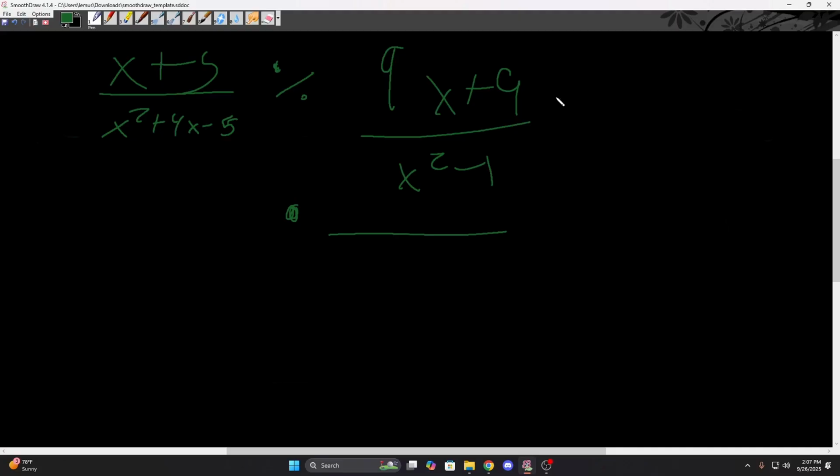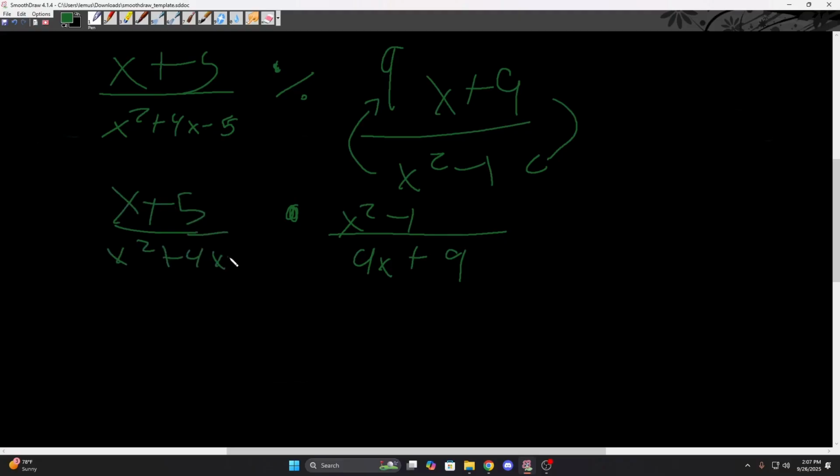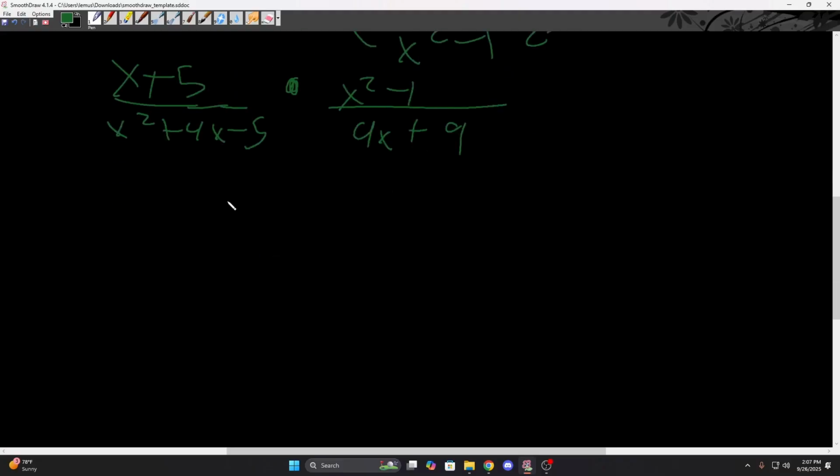Basically, what that looks like is these numbers go down while these ones go up here. So that'd be x squared minus 1, 9x plus 9. Here you have x plus 5 over x squared plus 4x minus 5. Now you're going to factor. Here's x plus 5. Here you have x plus 5 times x minus 1. Because 5 times negative 1 is negative 5, and then you add those, it should equal 4.